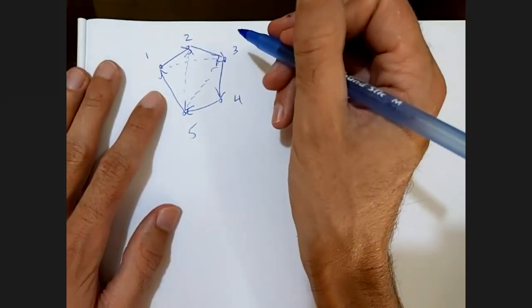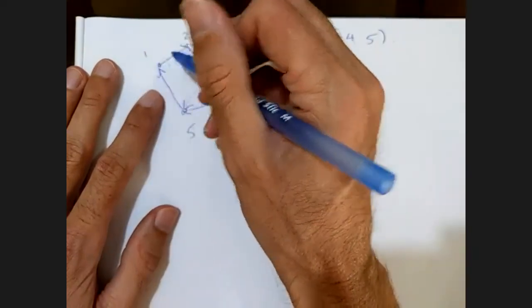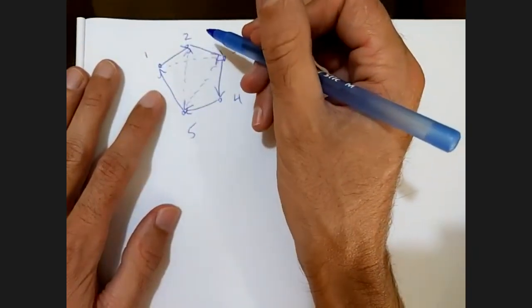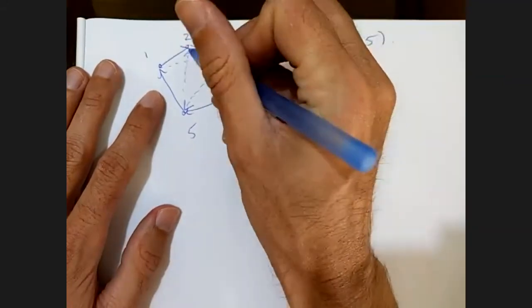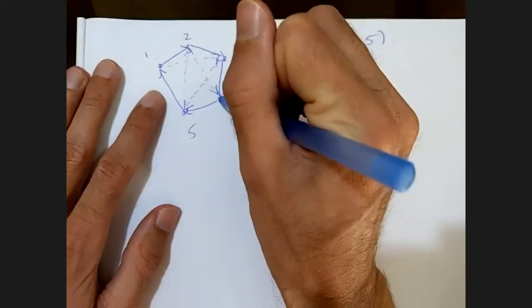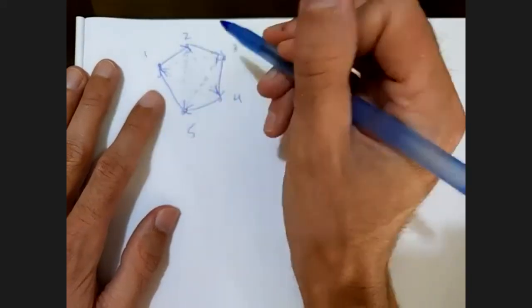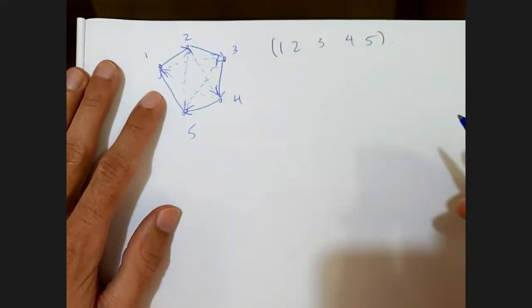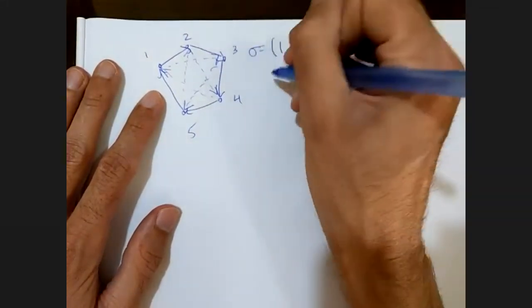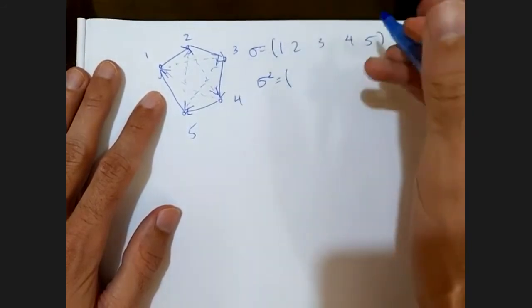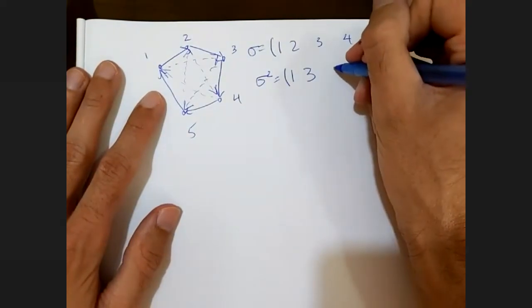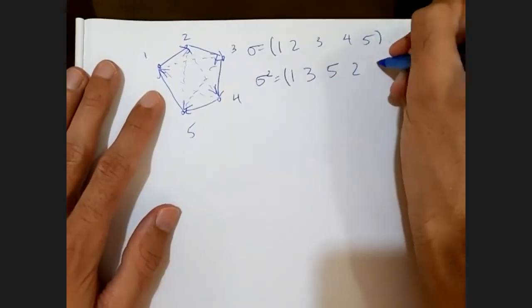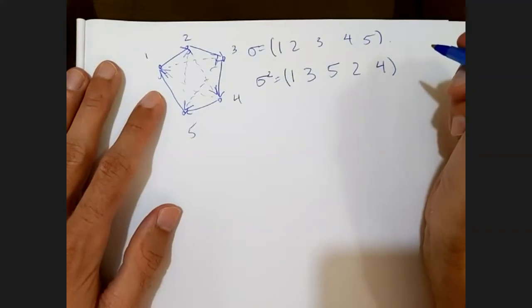At this point, with the 4 cycle, I had gone back to 1, so I had stopped. But here, we just keep going. From 2, I go 2 arrows to 4, and from 4, I go back to 1. So I still have a 5 cycle. If this is sigma, then sigma squared is still a 5 cycle: the 5 cycle 1, 3, 5, 2, 4. We get a star.